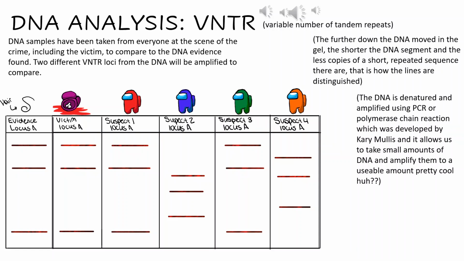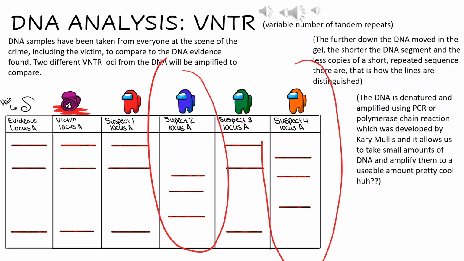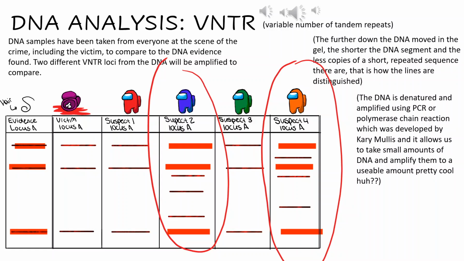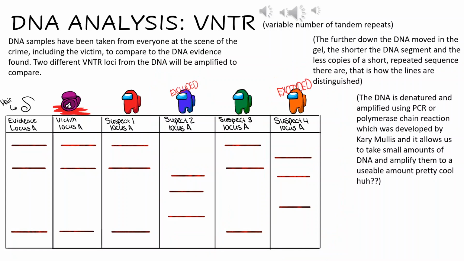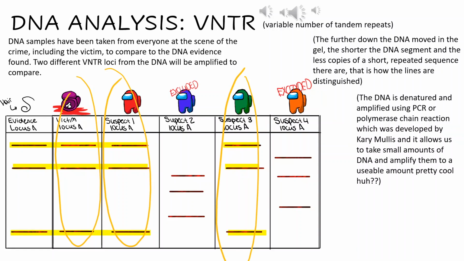Here you can definitely see that suspect 2 and suspect 4 are completely innocent because none of the lines match up. So those 2 can be excluded from the rest of this investigation. So looking at the alleles of the rest of the suspects and the victim, you can tell that victim and suspect 1 and suspect 3 all match up with the evidence. So we don't know who the culprit is at this point.